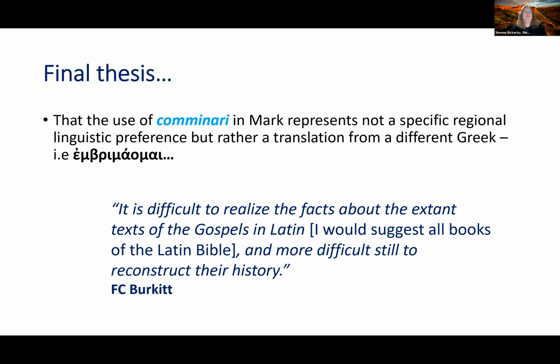Finally, I do believe that, at the very least, this paper has demonstrated the complexity associated with any study of the older Latin text. In conclusion, I would like to paraphrase F.C. Burkitt: it is difficult to realize the facts about the extant text of the Gospels in Latin, and I would actually suggest all books of the Latin Bible, and even more difficult still to reconstruct their history.